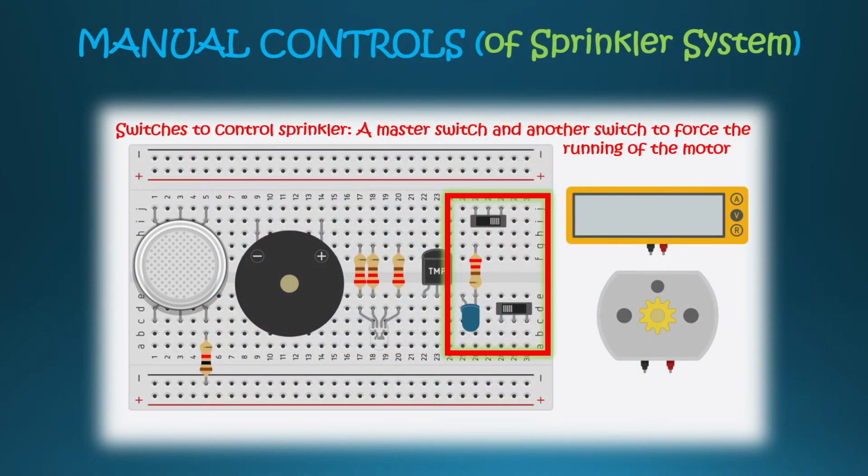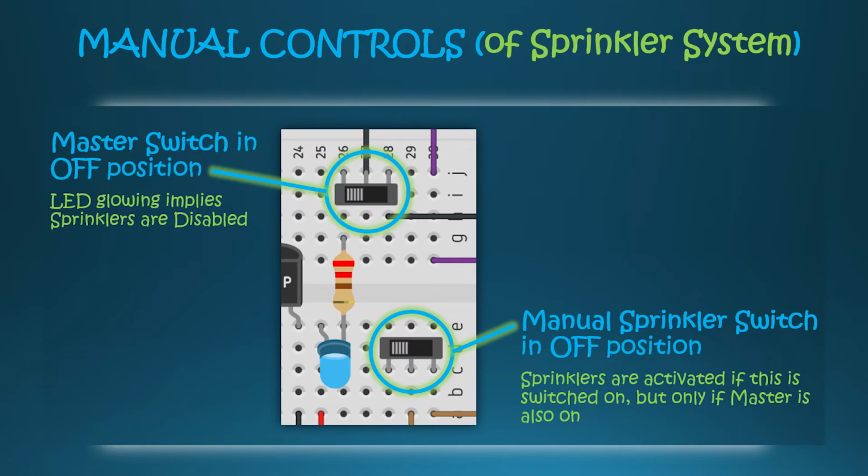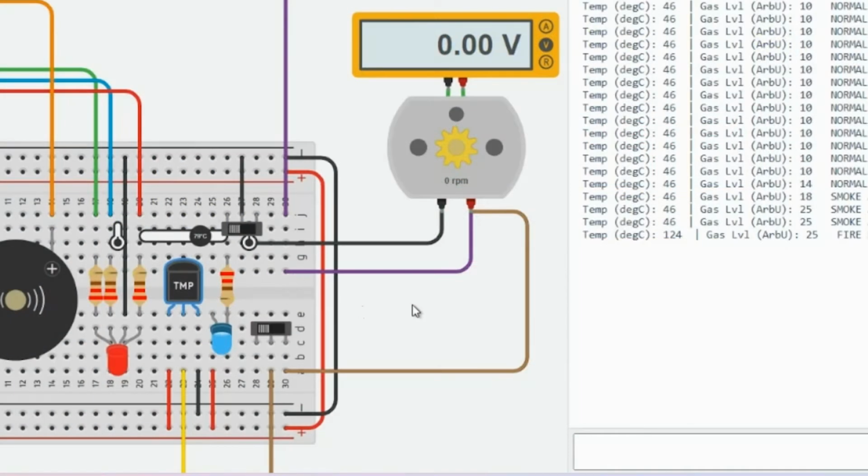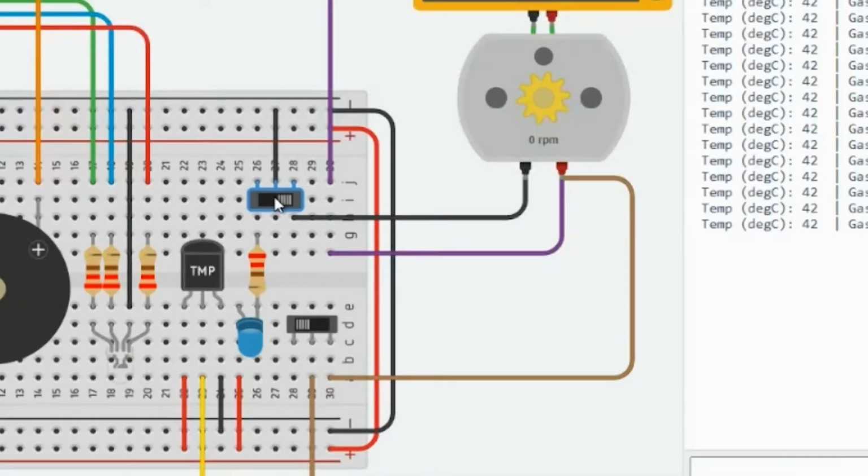Note that this is the master switch of our suppression system. When switched on, the sprinklers are enabled and ready to be activated either automatically or manually. As soon as it is toggled, the sprinklers get disabled. They will never run in this state, not even manually, and this blue LED glows to alert us that sprinklers will remain off even if a fire is detected. Let's keep this switch on as it should always be kept.